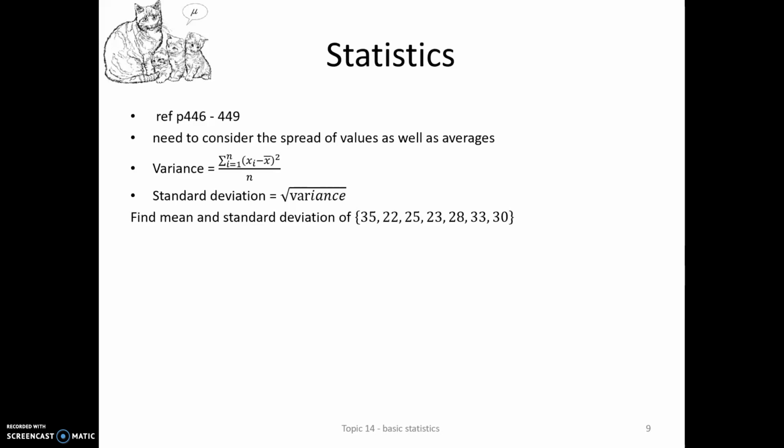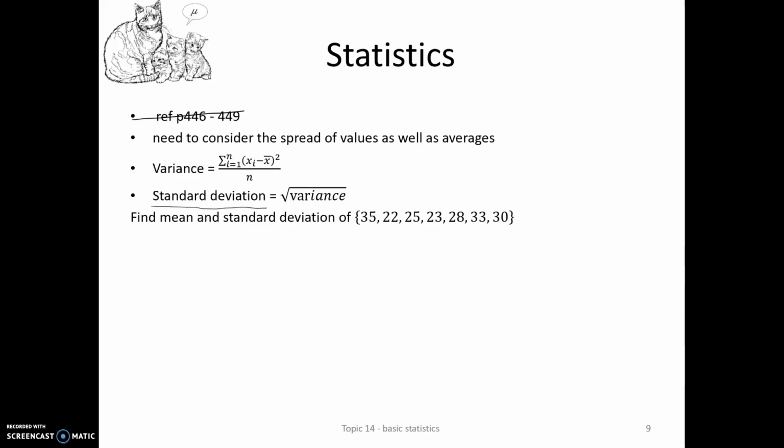We need to also look at how closely the values are clustered around the mean, and to do that we would look at a thing called the standard deviation. Sometimes we might look at the variance. The variance is the standard deviation squared. You can find the standard deviation on your calculator as well. So we're not going to use the formula in this class. We're just going to use the calculators for it.